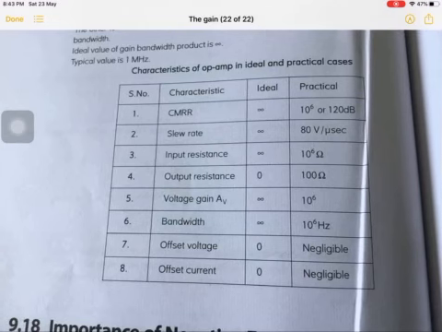With this, we have discussed all the properties of the op-amp. Now in the next lecture, we'll start with the different applications of op-amp.